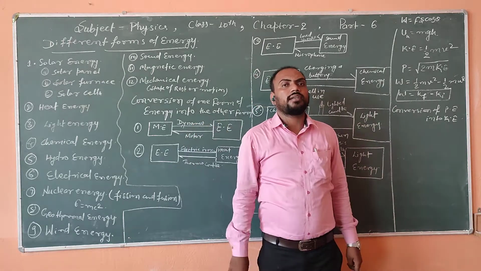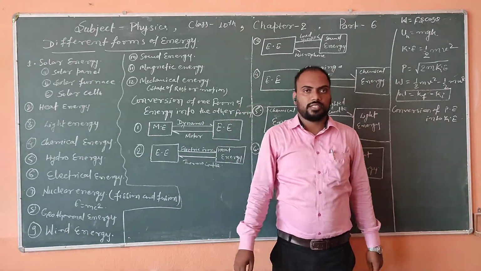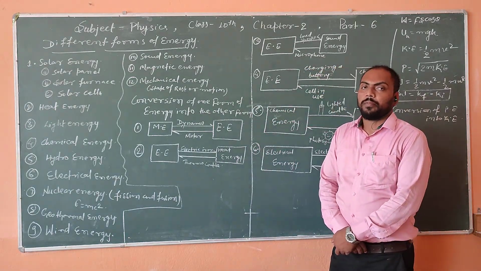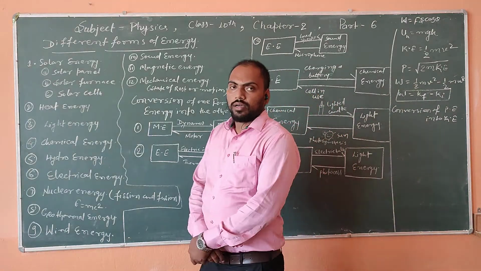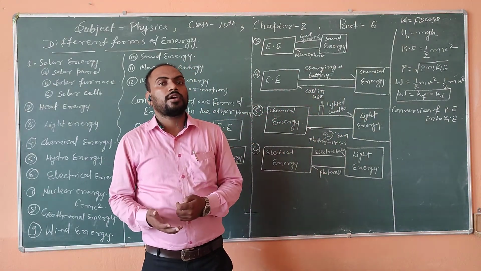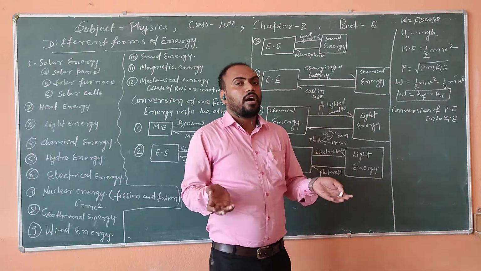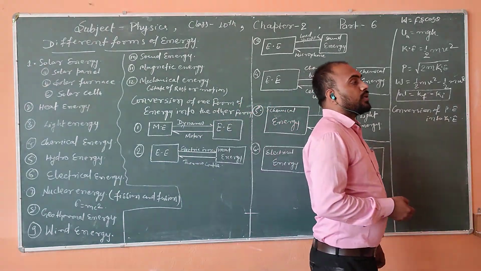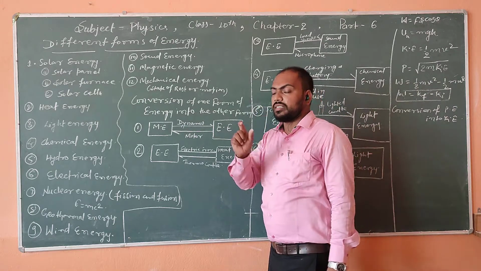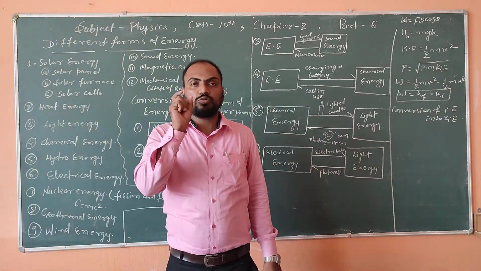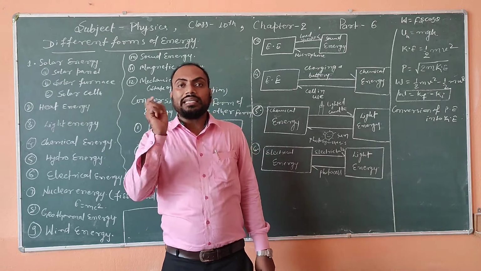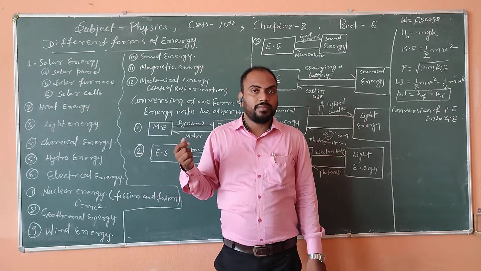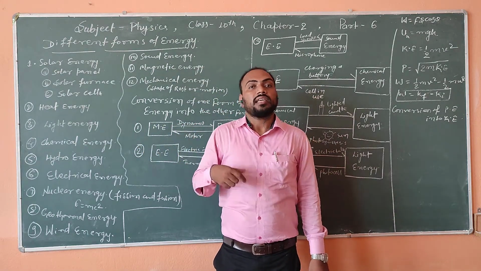Now I am going to start the topic different forms of energy. There are many forms of energy present in this universe, but we need a particular form from which we can easily convert to our required forms of energy. That is electrical energy. Electrical energy is the form of energy which is suitable to convert into each and every form of energy by means of elements and devices easily.